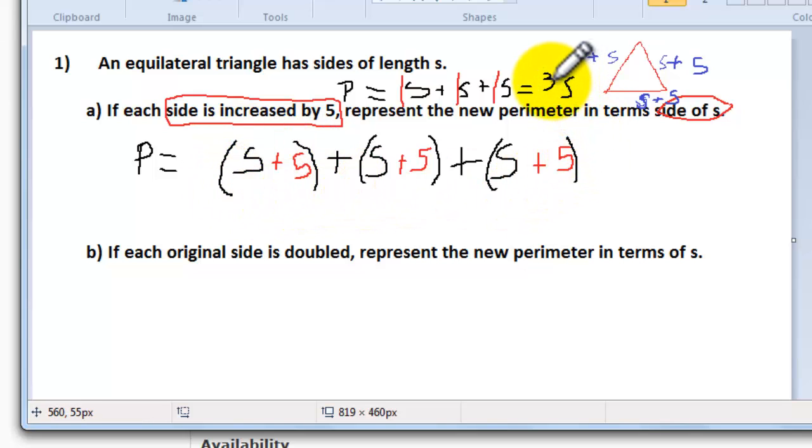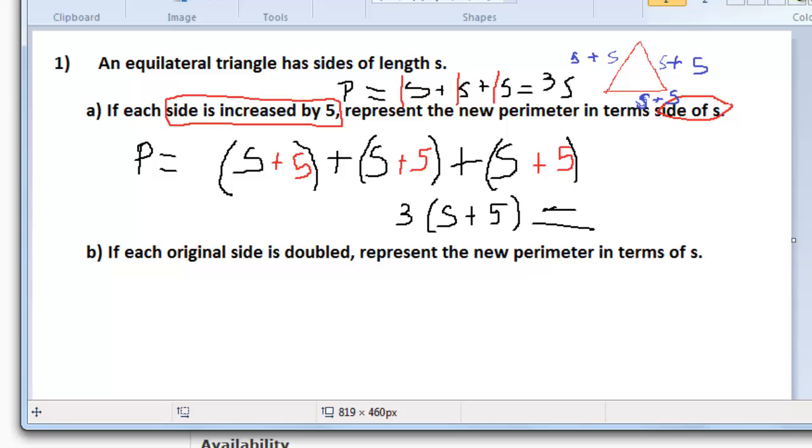So what you can say here is, instead of 3 times the S, this time we have 3 times S plus 5, because we simply added 5 to one side, but there's 3 sides. Okay, so this is factored form that you're looking at here, because you have 3 as a factor, and then whatever's inside the parentheses is another factor.